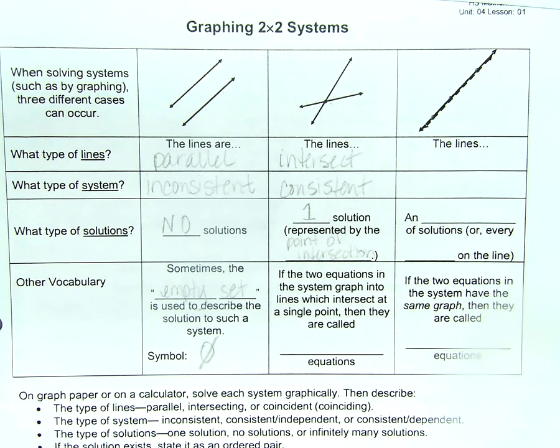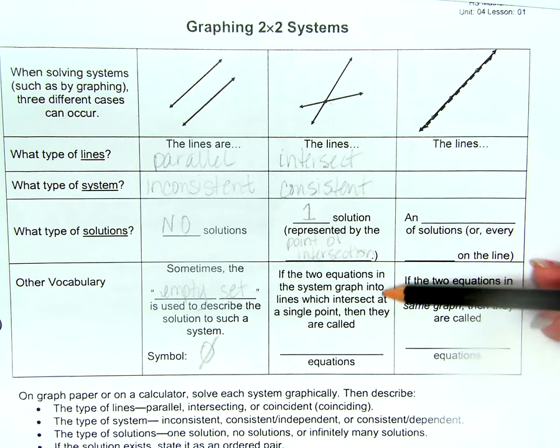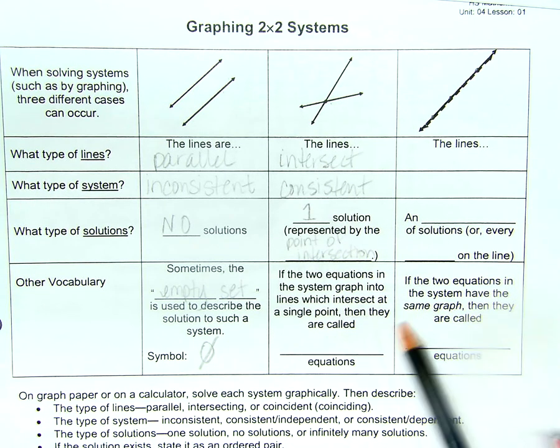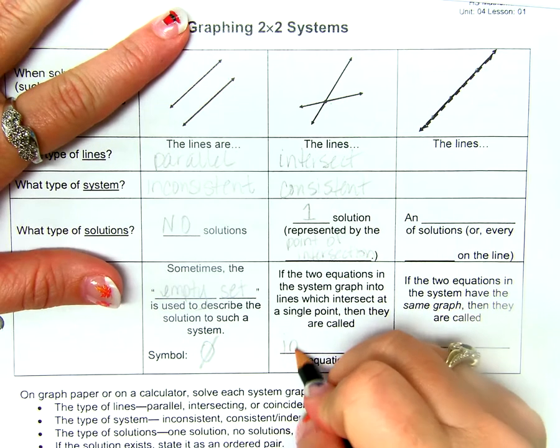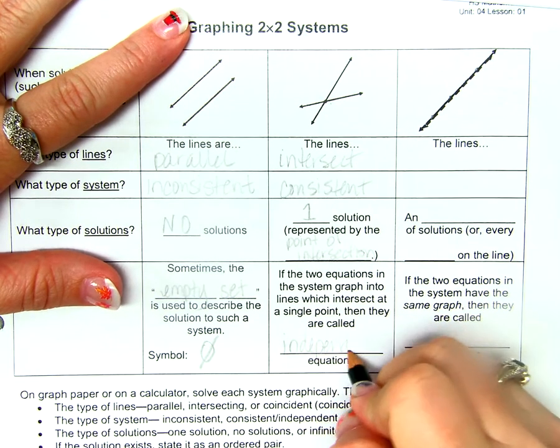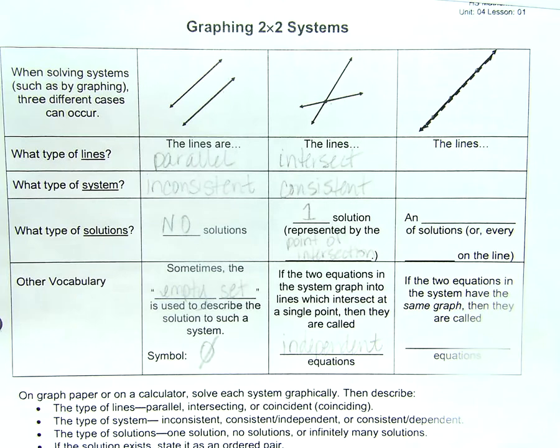I keep making you say point of intersection and not just intersection because some people keep forgetting it's a point, and I don't want you to. Okay? If the two equations in the system graph into lines which intersect at a single point, then they are called independent. They are independent of each other. They meet in one place, but that's all. Okay? Questions?